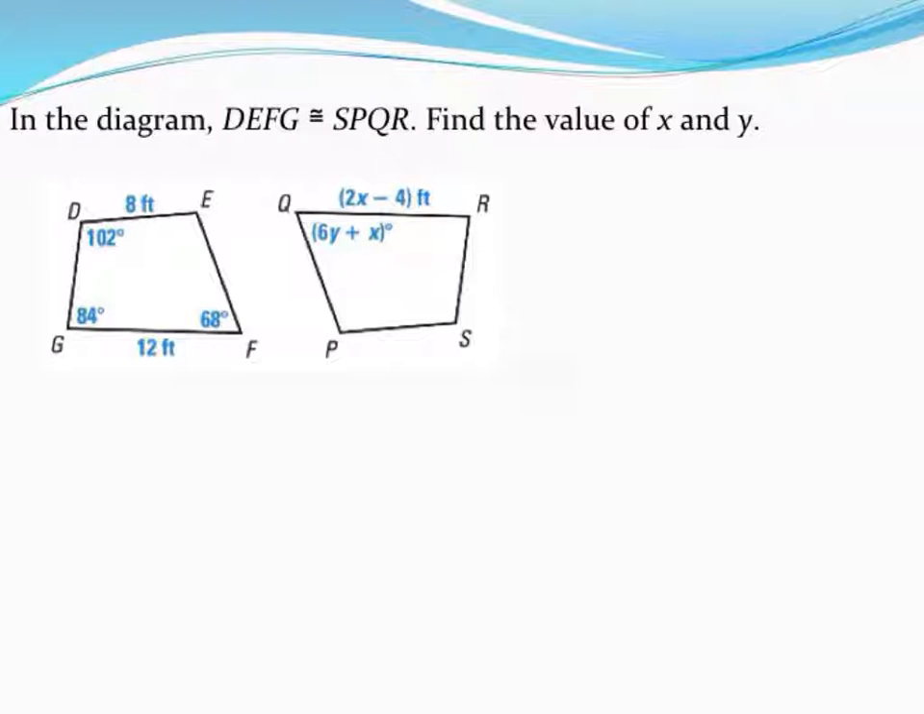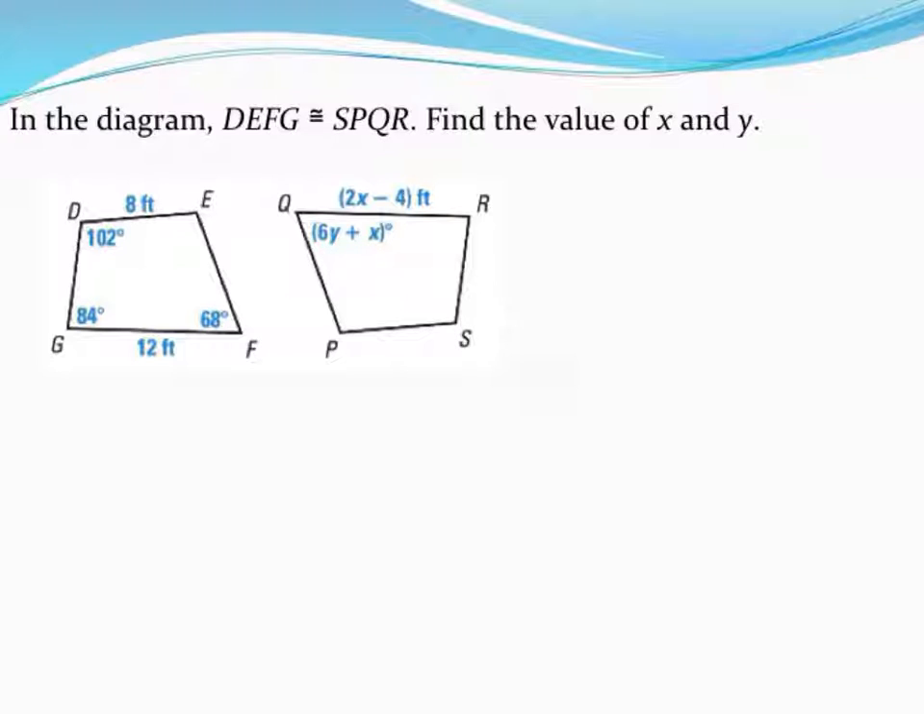Here are two quadrilaterals that are congruent to each other, meaning they're the exact same size, the exact same shape, and all their parts need to match up as well. I'm asked to find the value of x and y. Well, I'm noticing right here I've got x and y together. I don't want to even touch that right now.